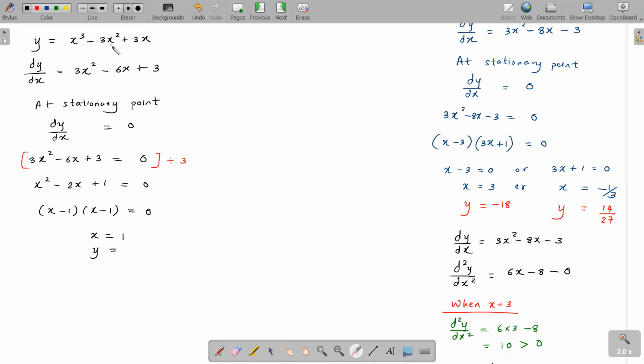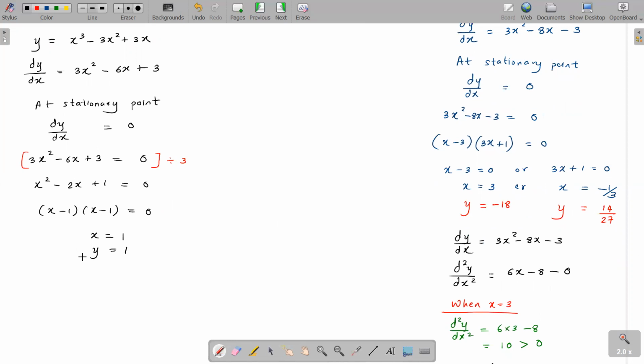1 cube minus 3 into 1 square plus 3 into 1. We get y equals, when you replace x with 1 here, we get y equals 1. So your point is 1, 1. The stationary point is 1, 1. Now what do you need to do?